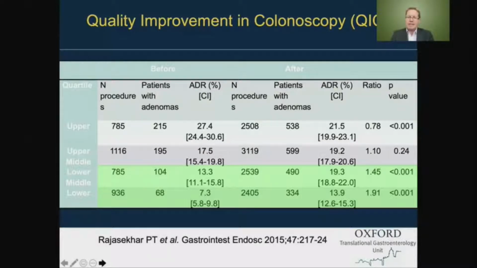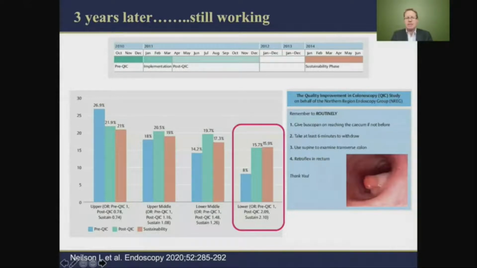What really matters is whether they stay better, whether we make it a longer term difference to their practice. And so I'm delighted to report this data from Laura Nielsen, published in Endoscopy this year. And so I've shown you again in the red box here, this is the poor performers, 8% detection in the blue bar, go up to 15% immediately after the educational bundle. And then 3 years later, we still see them performing at that high level without any further intervention.